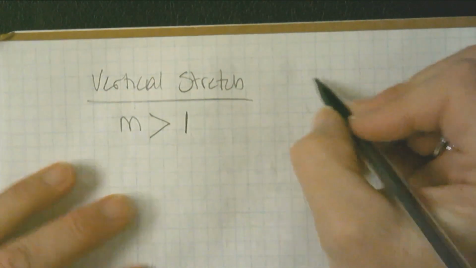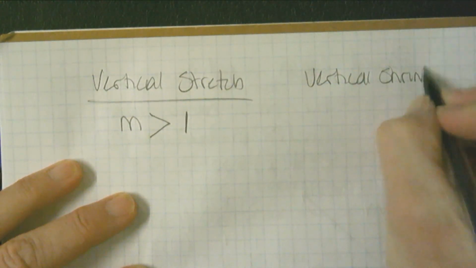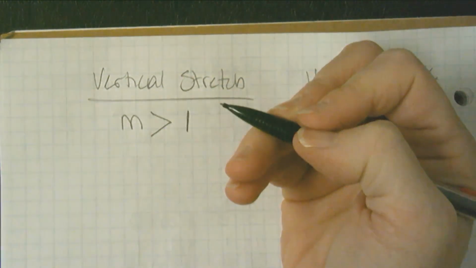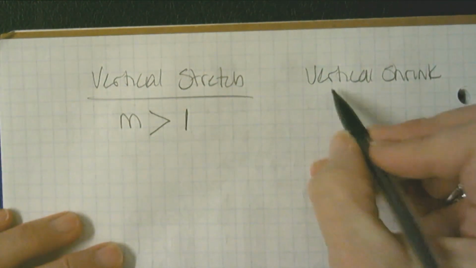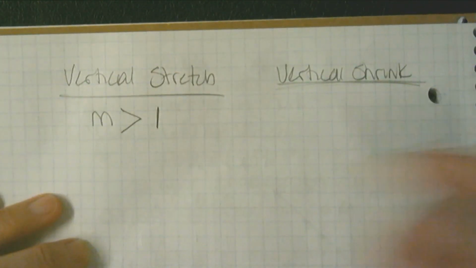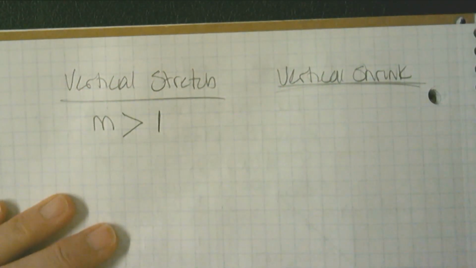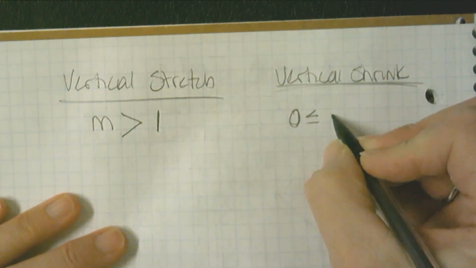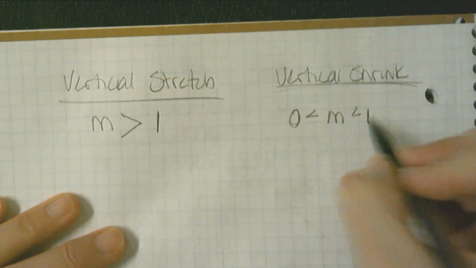All right, what do you suppose would be the case if I said a vertical shrink? Let me think about this for a second. No, we're good. All right, how about a vertical shrink? What do you suppose is the case for that? Rafaela? It's less than 1, but it's bigger than 0. So it's going to be between 0 and 1.